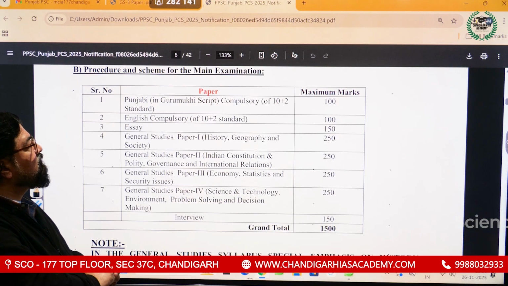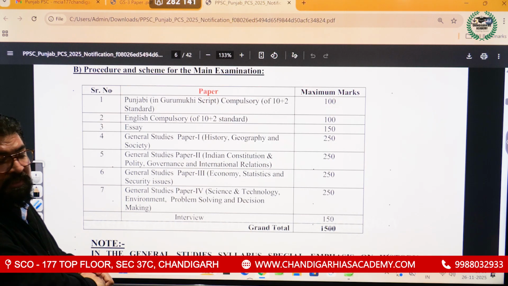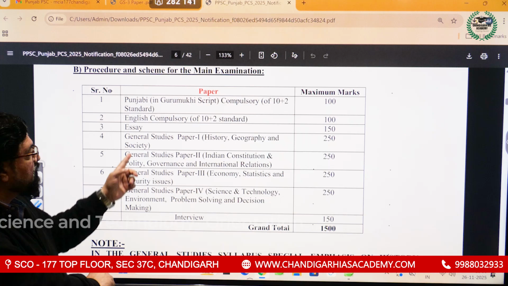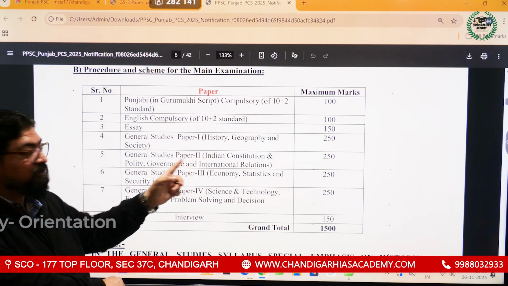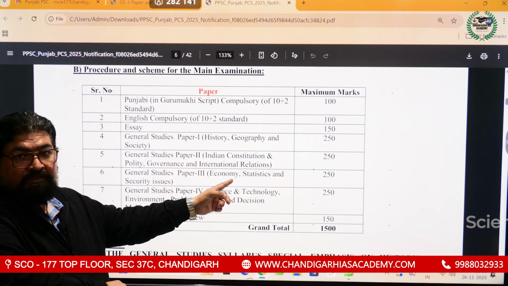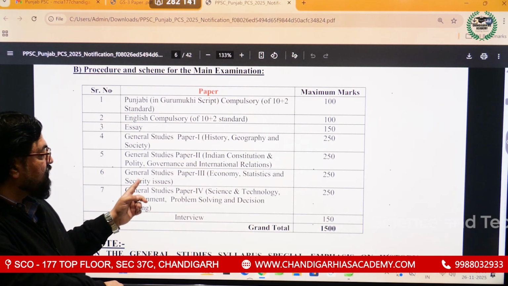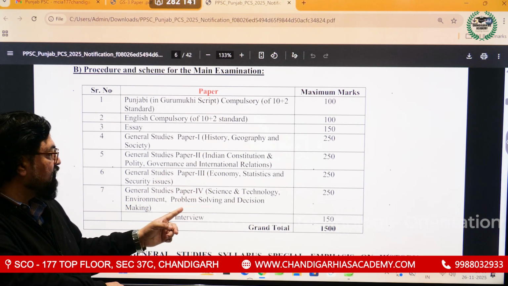Mains exam: Punjabi in Gurumukhi script, a compulsory paper of 10 plus 2 standard, 100 marks. English compulsory, 100 marks, 10 plus 2 standard. Then essay, 150 marks. GS paper 1, history, geography and society, 250 marks. General studies paper 2, Indian constitution, polity, governance, international relations, 250 marks. General studies paper 3, economy, statistics and security issues, 250 marks.